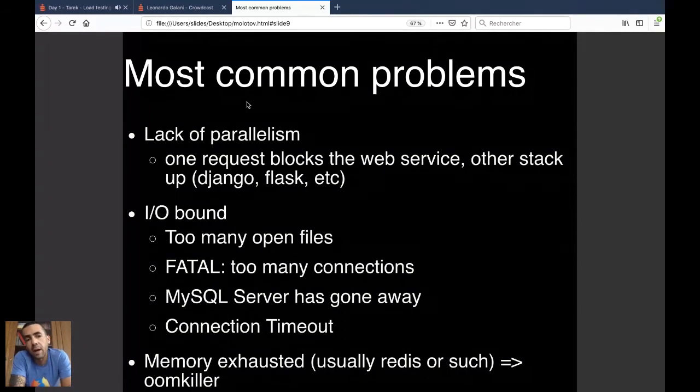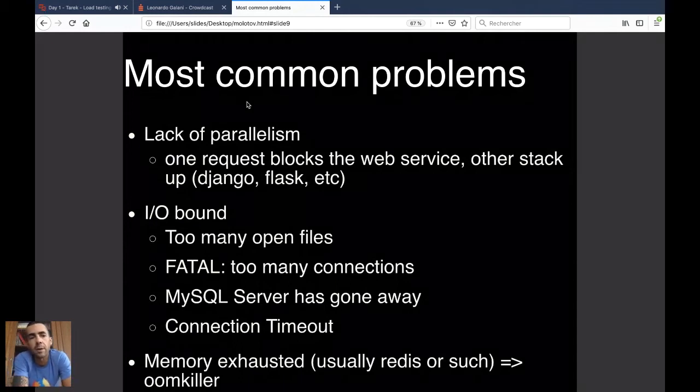So maybe it's fine, maybe it's okay for what you need to do, but in case you need to be able to respond to a lot of concurrent requests, you might have a problem of a lack of parallelism with those frameworks. So maybe it will be time to move to another framework. And a load test is a good way to find out.